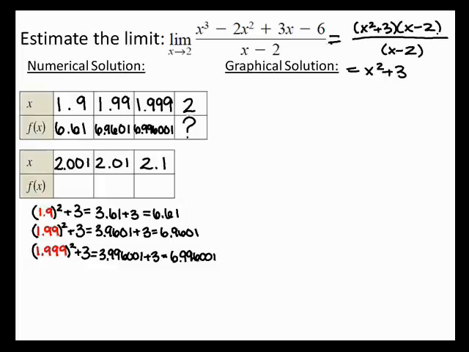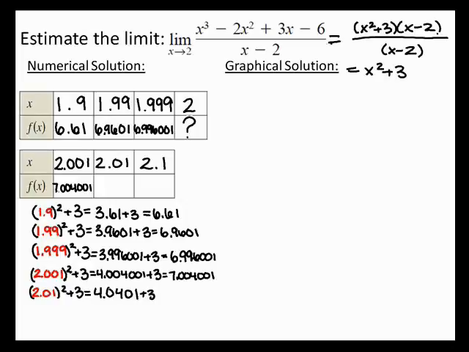Substitute 2 and 1,000th into x squared plus 3. Simplify 2 and 1,000th squared. Simplify 4 and 4,001 millionths plus 3. You find that f of x is 7 and 4,001 millionths. Substitute 2 and 100th into x squared plus 3. Simplify 2 and 100th squared. Simplify 4 and 401/10,000ths plus 3. You find that f of x is 7 and 401/10,000ths.